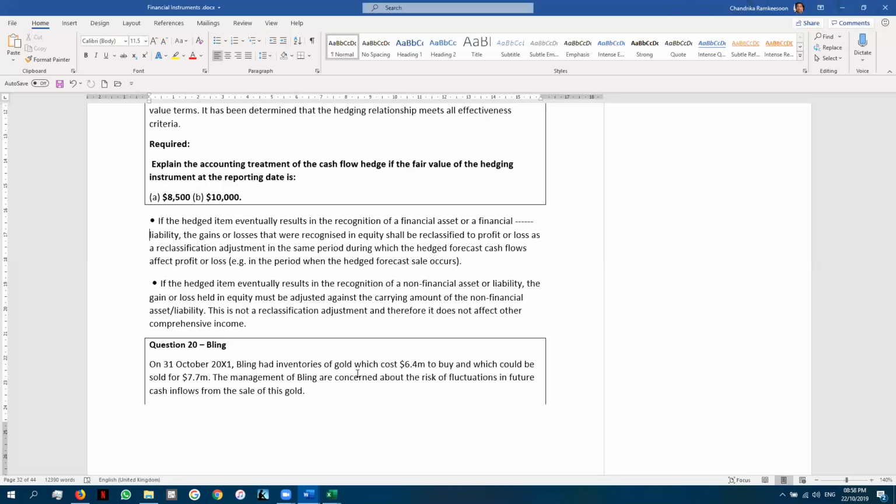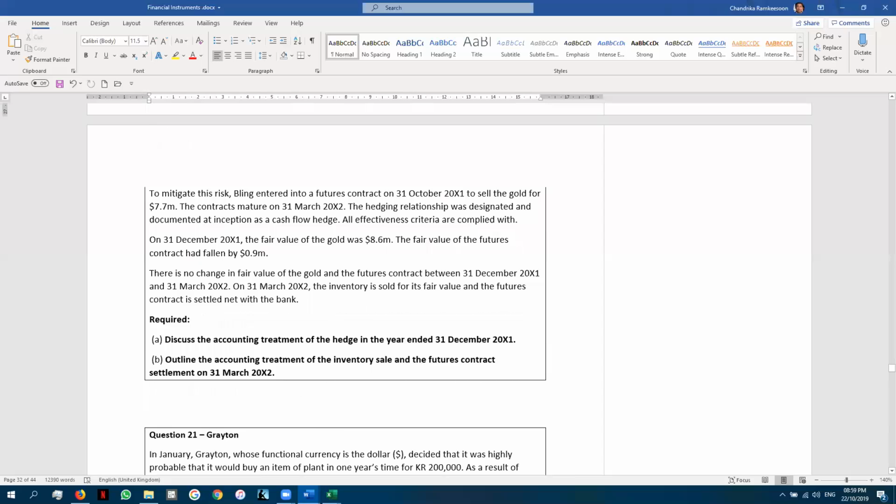If the hedged item eventually results in the recognition of a non-financial asset or liability, the gain or loss held in equity must be adjusted against the carrying amount of the non-financial asset or liability. This is not a reclassification adjustment, and therefore it does not affect other comprehensive income. Now, let me explain what we mean. Go to question 20 and 21. We look at both of them one time.